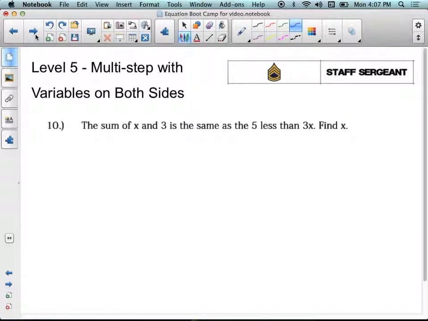So I just wanted to do this one word problem with you. It says the sum of x and 3 is the same as 5 less than 3x. Okay, I'm crossing this off. All right, so the sum of x and 3, that means addition. So I'm going to say x plus 3 is the same as 5 less than 3x. This is turnaround words. We remember these from before. 5 less than 3x means I'm going to go 3x minus 5.